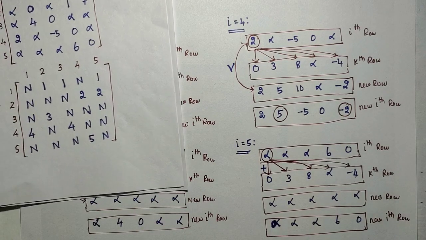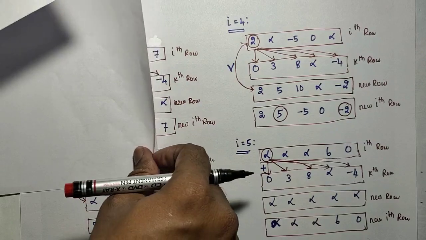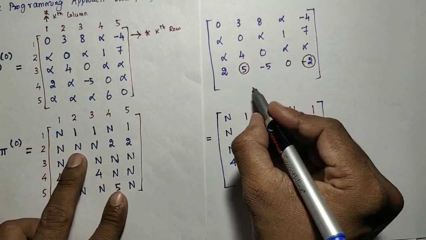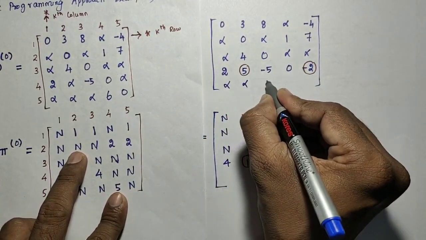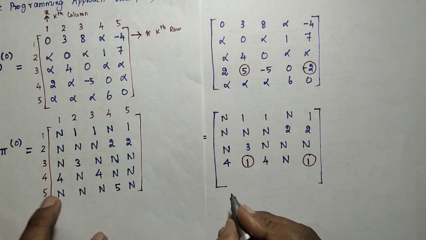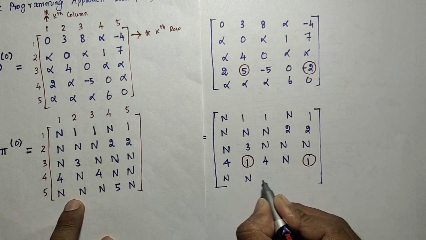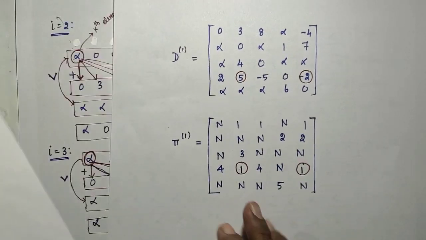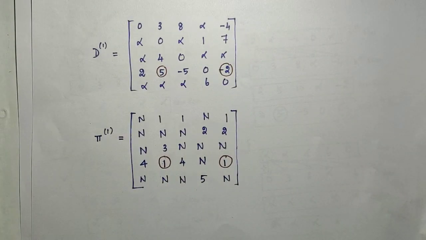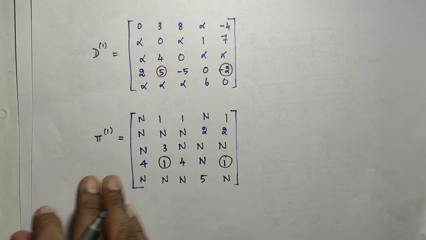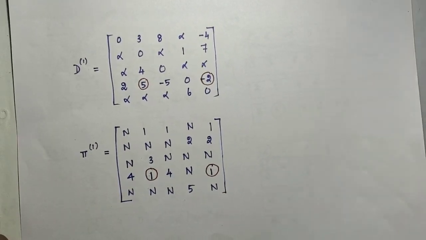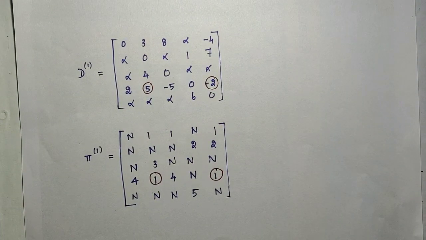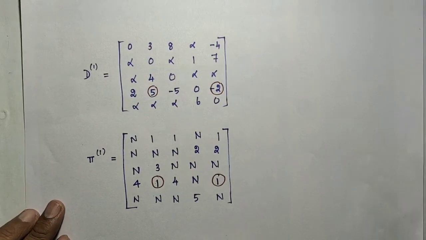We have to copy the existing row as it is: infinity, infinity, infinity, and 6, 0, and here N, N, N, and 5, N, like that. So at the end of the first iteration, this is the result. Now we need to continue this for K equal to 2, K equal to 3, K equal to 4, and K equal to 5.